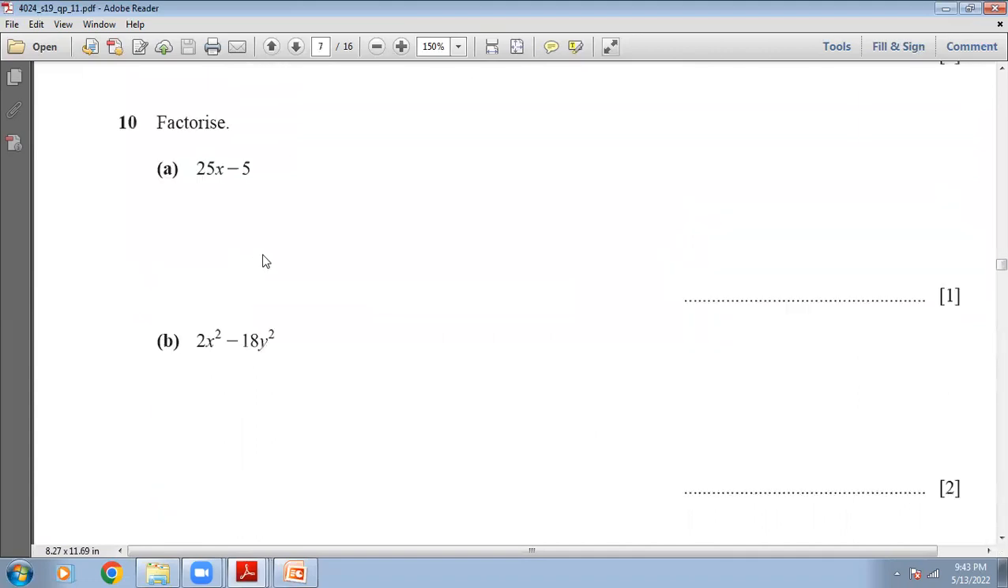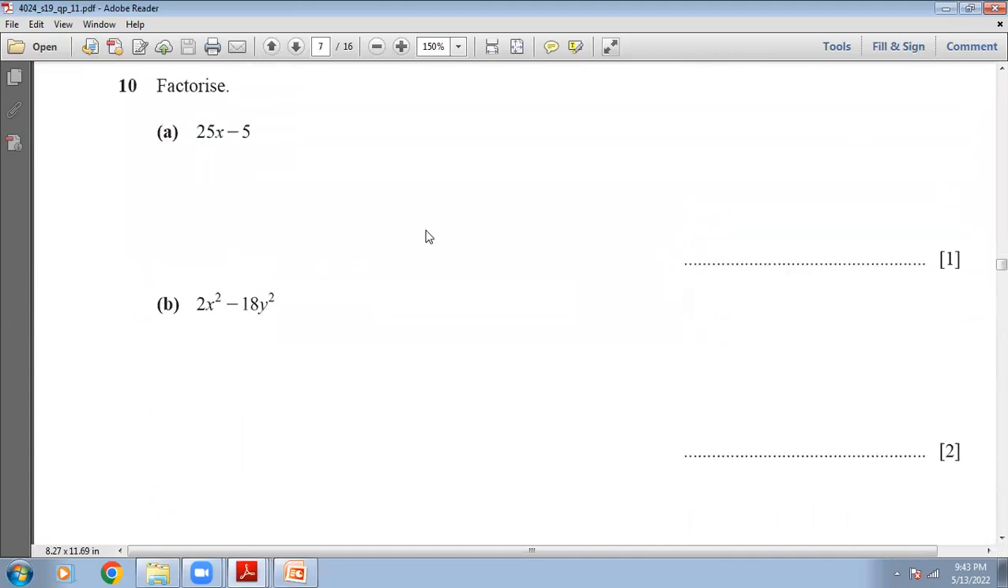The next question is question number 10. Here you have factorize 25x minus 5x. This is the first rule of factorization. If in 2 terms, 3 terms, something is common in all of them, take it common. So you can see that here the 5 is common. So we will take 5 common.